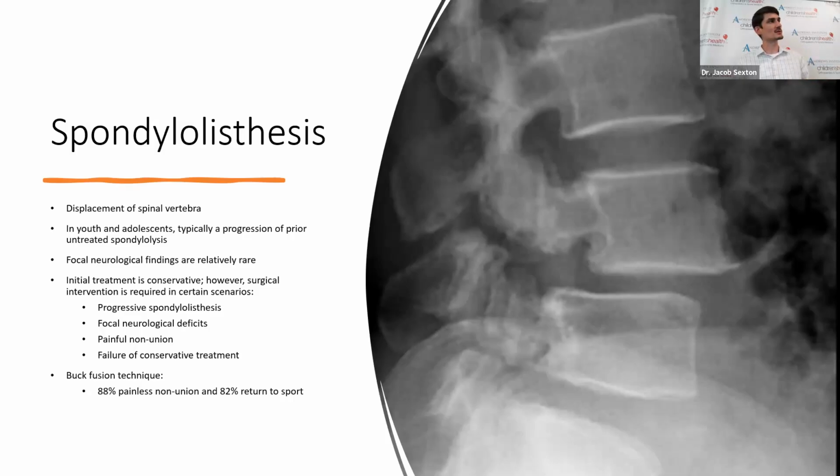Initial treatment, again, is conservative. However, you do have to have surgery if there's progressive slippage, any focal neurological developments, of course, refractory pain, or failure of conservative treatment. And then there is a technique called the Buck fusion technique. You get 88% painless non-union, 82% return to sport, but I will tell you, I do not want to have back surgery.